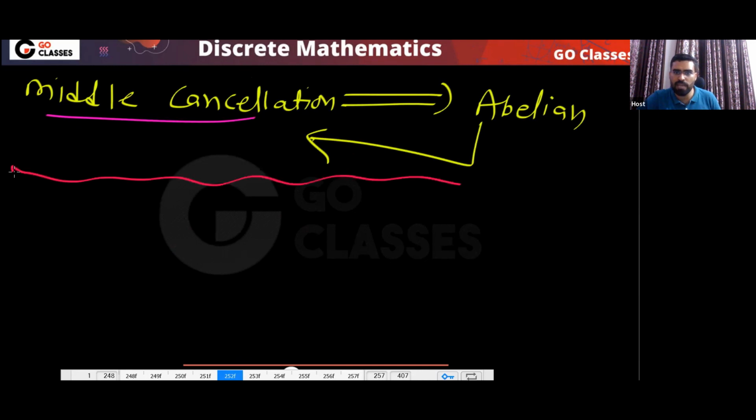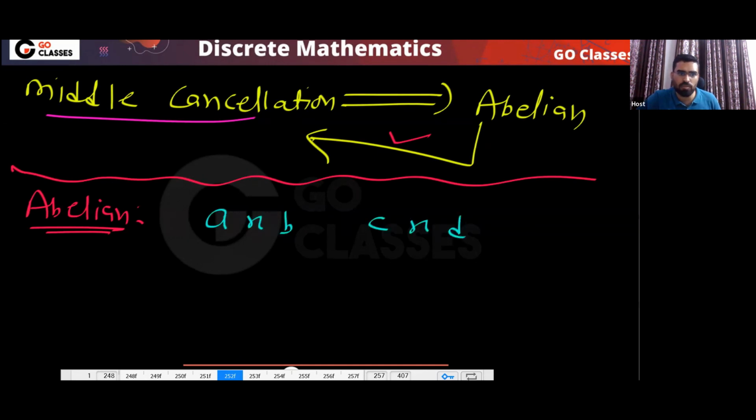If you have abelian, how will you prove that? Yes, this is correct. Let's assume you have this situation, AX equal to B. Then can I do the middle cancellation? Now by associativity, let's assume they are equal.